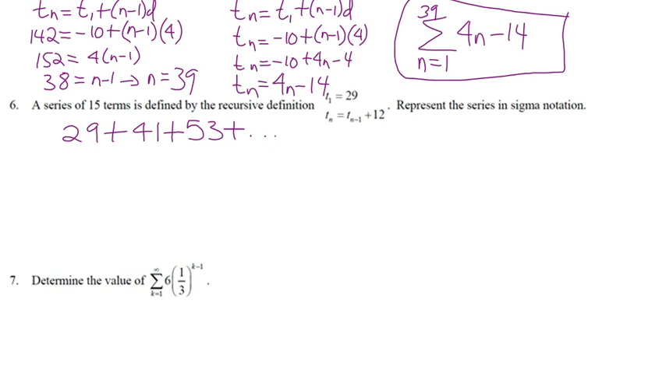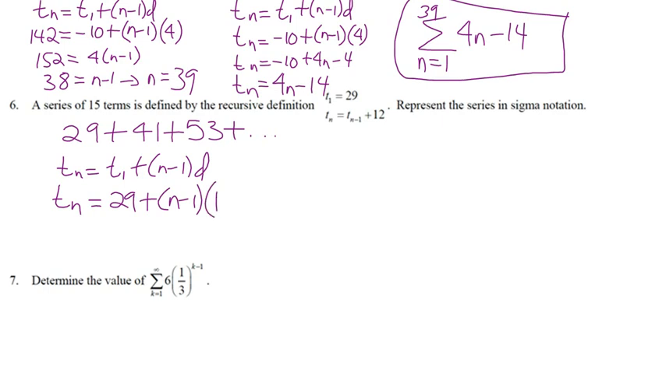But now I need a general term for this, and it can't be a recursive definition. It has to be a t sub n general term. So what have we got to figure out? Well, t sub n is t1 plus n minus 1 times d. I want a general term, which means I need t sub n. I need t1, the value 29. I leave this as n minus 1, and what are we multiplying by? What's the common difference? 12. I guess I should ask you first what kind of series it is, but it's arithmetic, right? Okay, and then we're going to simplify this. So t sub n is 29 plus 12n minus 12.